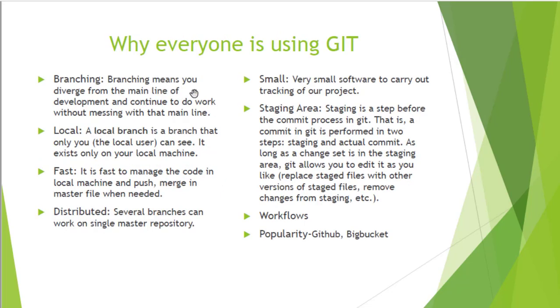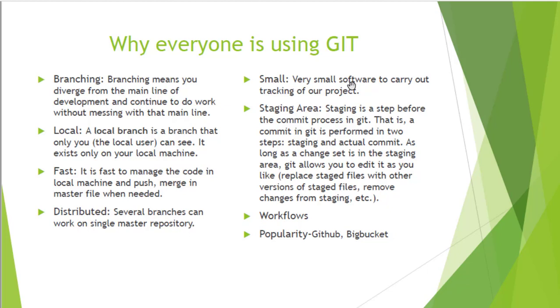So why is everyone using Git? First of all is branching. Branching means you diverge from the main line of development and continue to do work without messing with that main line. Second one is local. A local branch is a branch that only you, the local user, can see. It exists only on your local machine. And after that, fast. It is generally very fast to manage the code on a local machine and merge it.